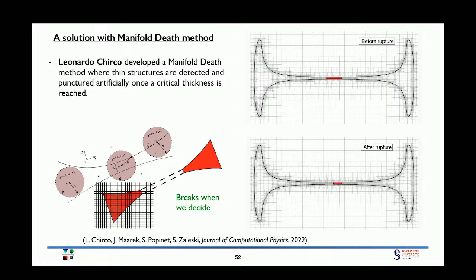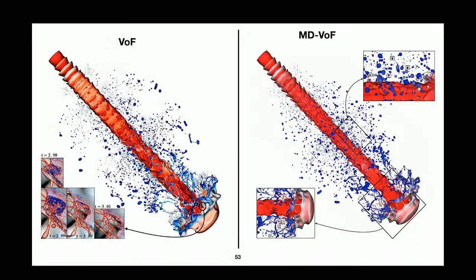Here is one example. This is a 2D case, and here we have detected a thin structure using the signature method of this paper, and we rupture it probabilistically. You can see here we have artificially ruptured it before it reaches the grid size and these ripples start to oscillate. Now we use this in our full simulation. Here is a comparison. MD VOF is the manifold death applied to the volume of fluid, and this is the usual VOF where you see this ligament network.